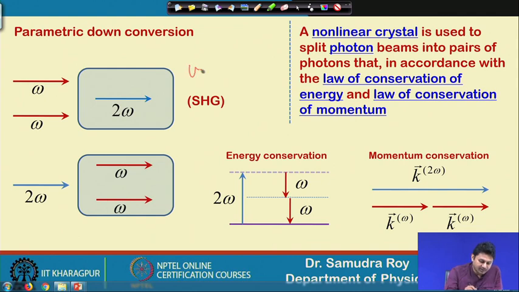Previously I said that omega 3 was equal to omega 1 plus omega 2. So, if omega 1 and omega 2 are the same, then it is nothing but second harmonic generation. In a similar way, for the degenerate case, I can generate from 2 omega the waves omega and omega, because omega 1 and omega 2 are the same right now. And the momentum conservation suggests this, which is nothing but the collinear phase matching kind of stuff. Now, the question is, is it really possible to generate or not?